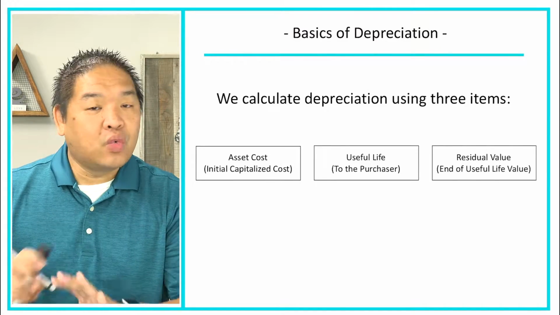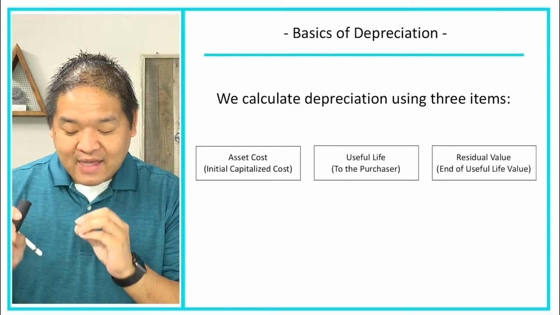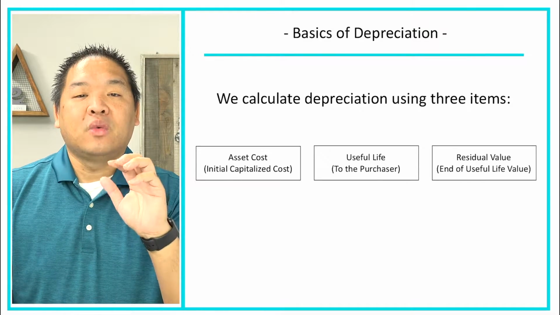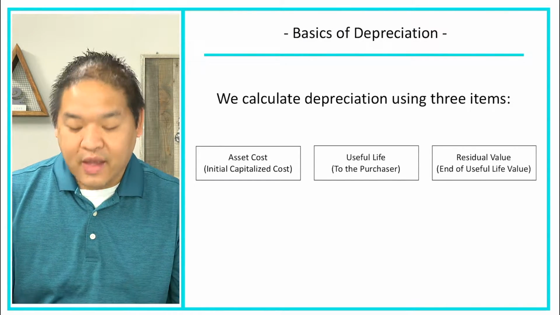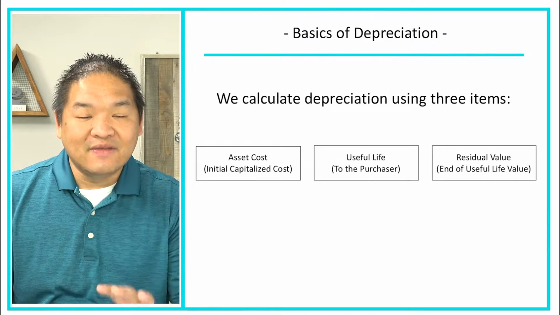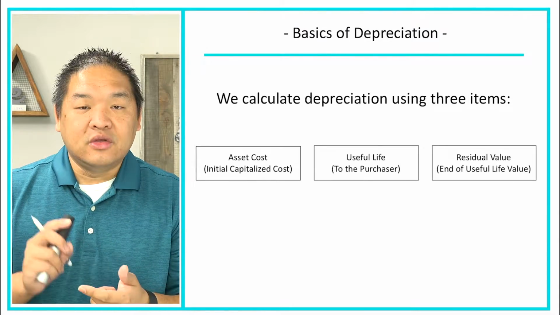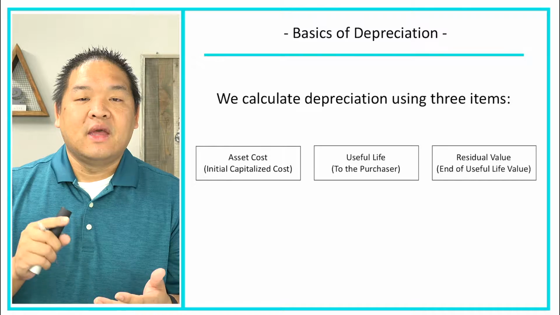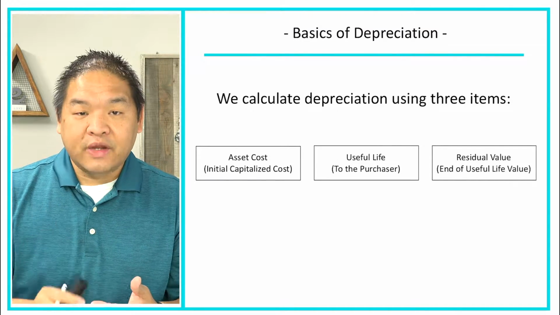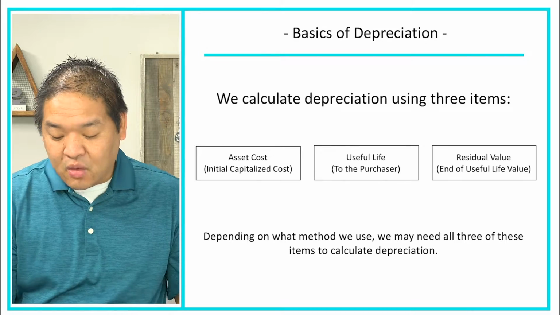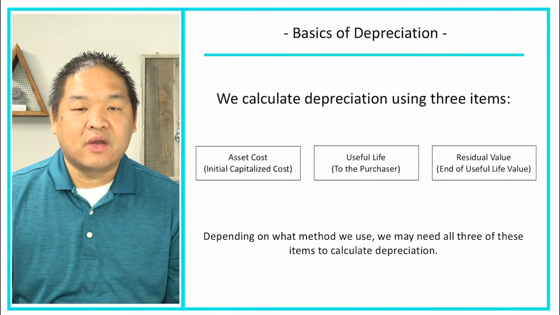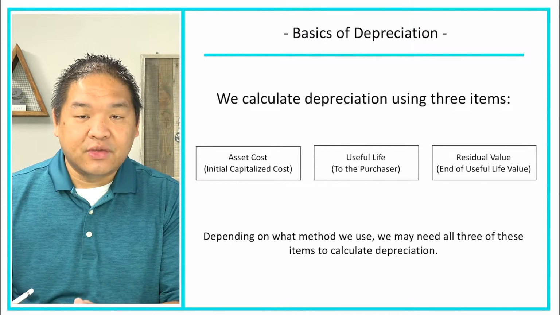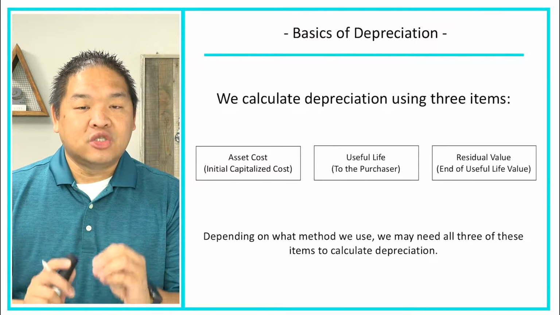Now, these are all estimates, which is okay, but we're going to do our very best to estimate the residual value and the useful life. Now, in financial accounting, principles of accounting, we're going to give you that information. We're not going to ask you to calculate useful life and residual value, so that's going to be given to you, but it's important to know that useful life is useful life to the purchaser, and then the residual value is what it's worth in the marketplace when we get rid of it at the end of its useful life. Now, depending on what method we use, we may need all three of these items to calculate depreciation, or we may not need them initially. Okay, so those are the three things that we're looking for in every problem to calculate depreciation.